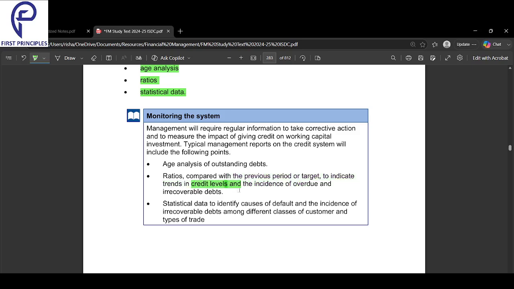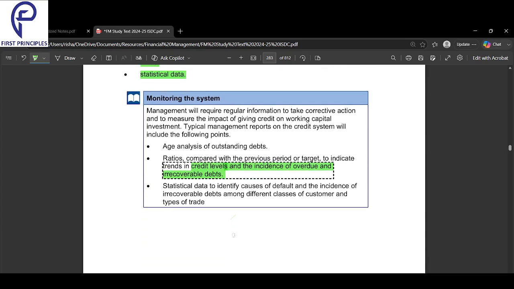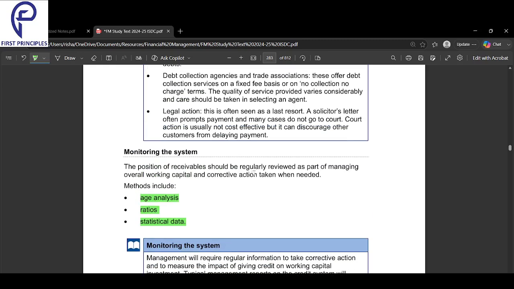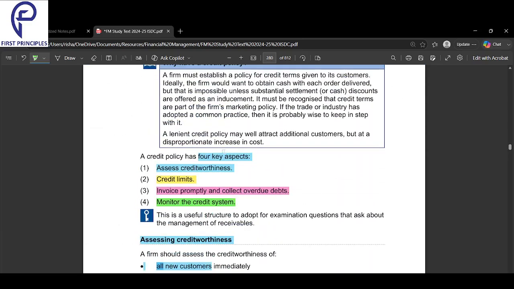Are they more overdue or irrecoverable debts? Use statistical data to identify why this is happening. Why are people not paying you? And finally, you see the aged analysis, how long people have not paid you. So if you follow these four policies, these four steps, you will have a very good credit policy.